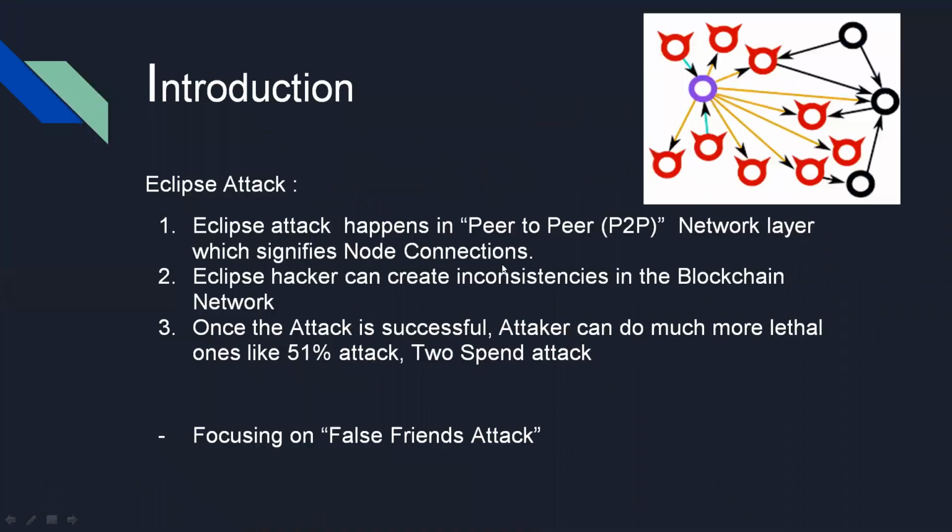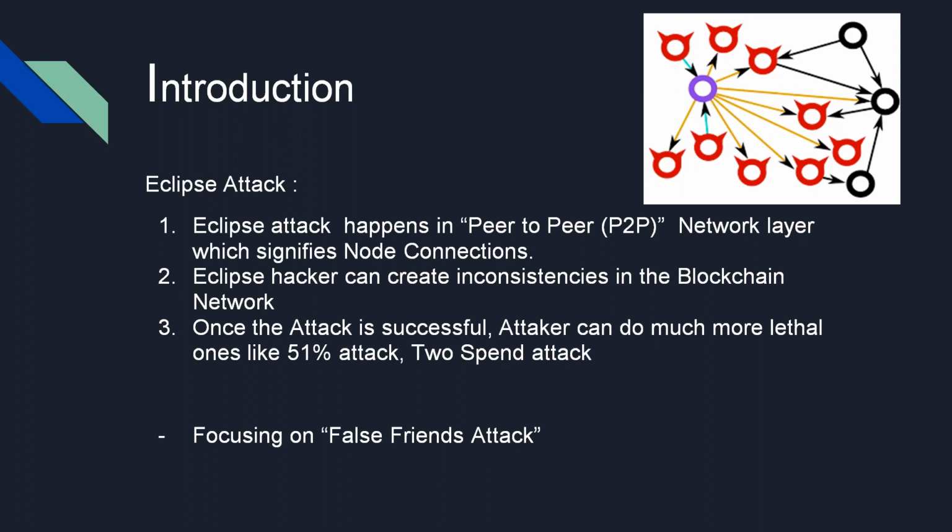Firstly, a quick recap of Eclipse attack. Eclipse attack is simply an attack which completely or partially eclipses the victim node. Eclipse attack happens in the peer-to-peer or P2P network layer. The P2P layer contains mainly the node connections and its corresponding protocols.